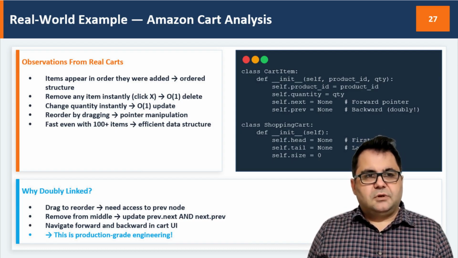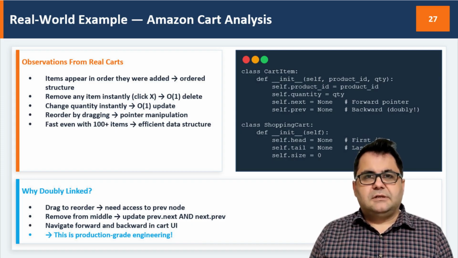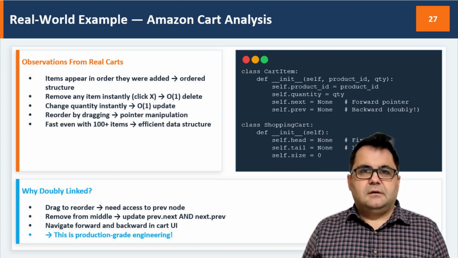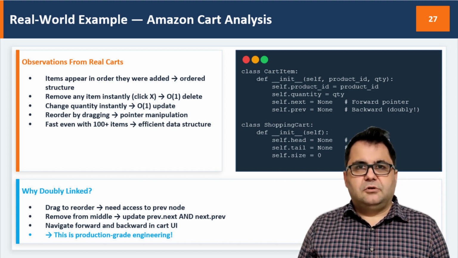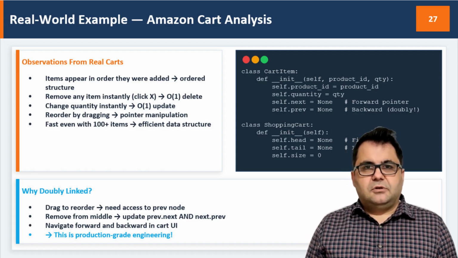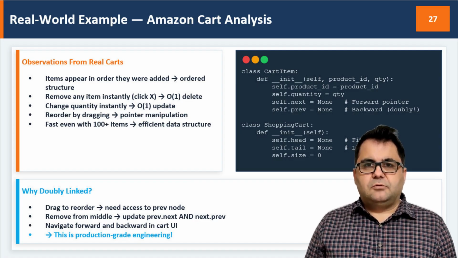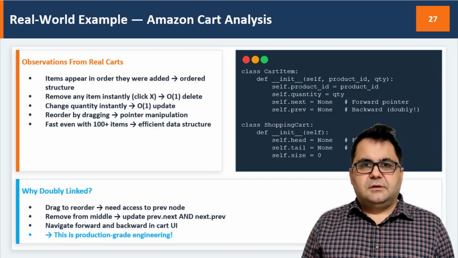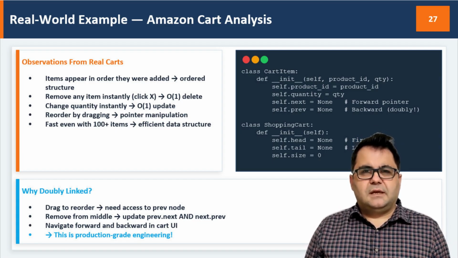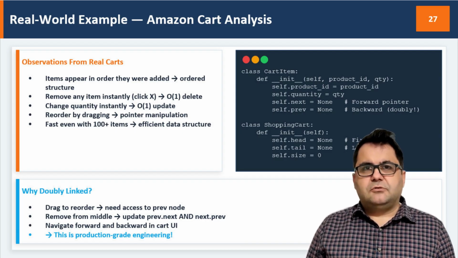Cart item class with product ID, quantity, next pointer, and prev pointer. It's doubly linked, with head pointer, tail pointer, and size counter. Why doubly linked? First, drag to reorder requires access to previous node. You need to update prev.next when moving items. Second, removing from middle requires updating both neighbors. Third, navigating cart forward and backward for UI. This is production-grade engineering, choosing the right data structure for the job.